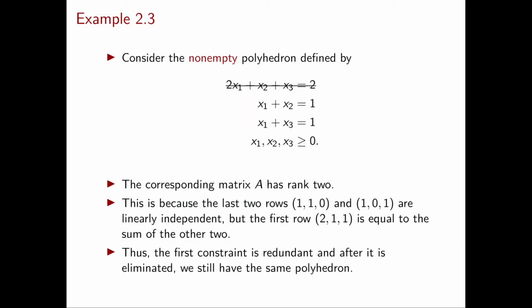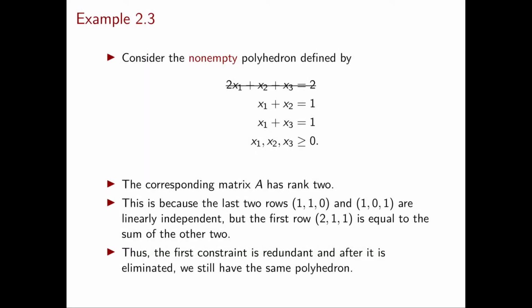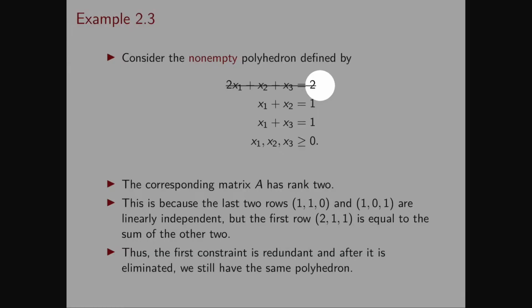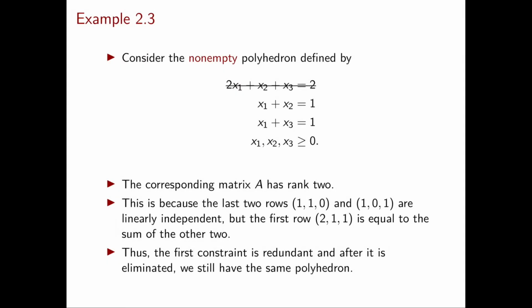Our theorem then tells us that we can just trash the first equality constraint and we're left with a system that is equivalent to the original one. Namely, the set of points that satisfy the new system coincides with the set of points that satisfy the old system. Note that since the left-hand side of the first row is the sum of the second and third left-hand side, also in the right-hand side, 2 is exactly the sum of 1 plus 1, as we expected. And it's clear that this must happen because otherwise you would have an empty polyhedron.